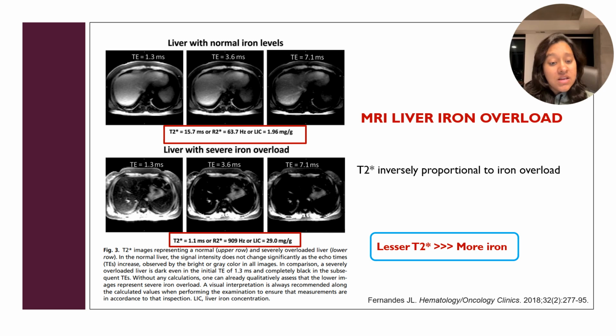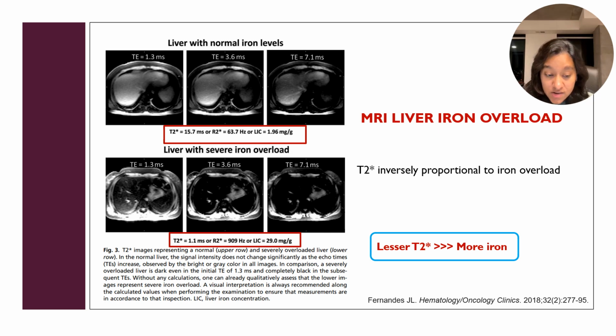Whereas if you look at the image at the bottom, if you look at the texture of the liver, it appears more heterogeneous and blackish in color. And if you look at the T2 star value, it's 1.1 milliseconds, corresponding to a liver iron concentration of as high as 29 mg per gram of the liver dry weight. So if we just look at the numbers, the lesser the T2 star, more is the liver iron concentration.